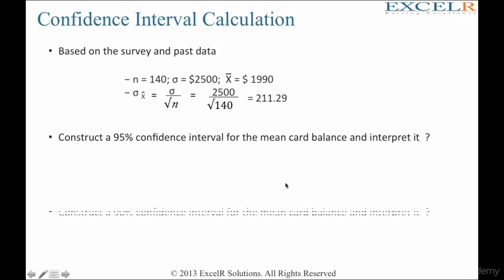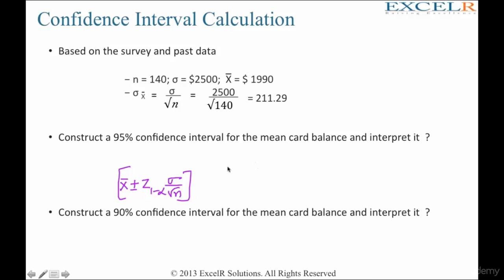On similar lines, you can solve for all the different scenarios possible. Let us solve this for 90%. Formula remains the same. It is X bar plus or minus Z1 minus alpha sigma over square root n. And if you want to expand this, it is X bar minus Z1 minus alpha sigma over square root n. This gives you the lower range or minimum value. And x bar plus z1 minus alpha sigma over square root n would actually give you the upper range or the maximum value.